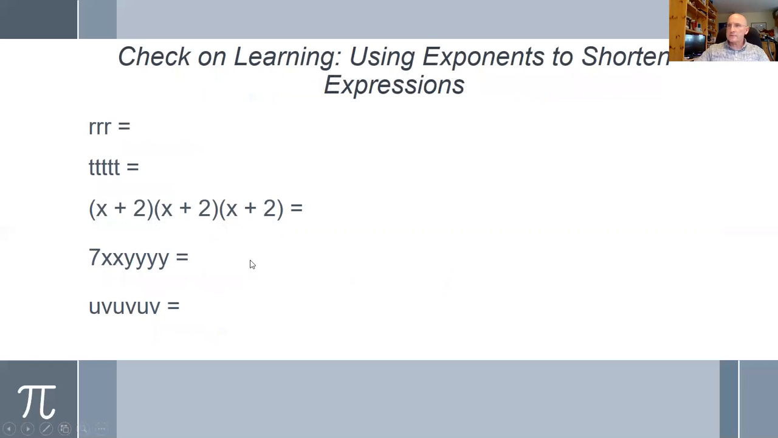Let's do a check on learning. I want each of you to work on this. Write these problems down in your notes. The first one is R R R equals, then T T T T T equals, there's five of those, then X plus two, X plus two, X plus two, then seven X X, then Y four times, and then UV, UV. This last one could be a little challenging: UV, UV, UV, and UV. I'll give you about 30 seconds to write these down. You don't need to solve them yet. Just write them down in your notes.